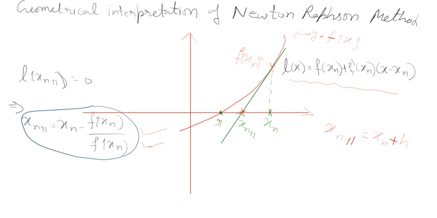Now you draw another tangent passing through this, and that will give xn plus 2, and so on. Then you will have this, and it will converge faster to the root r. Okay, if you really want to know when the method may fail, it is very clear that the initial approximation will play a very important role.